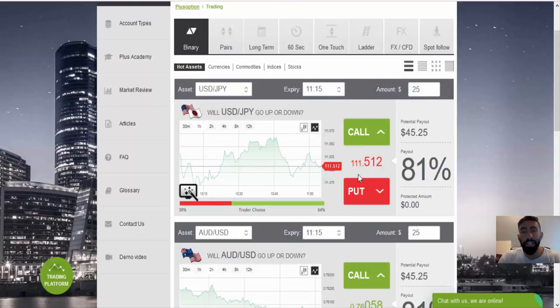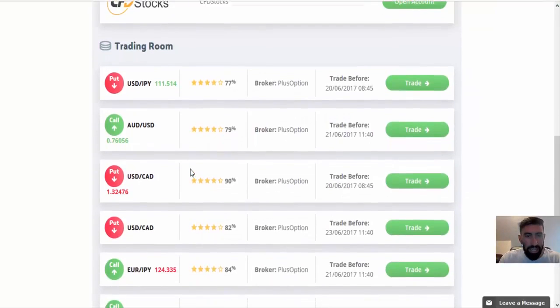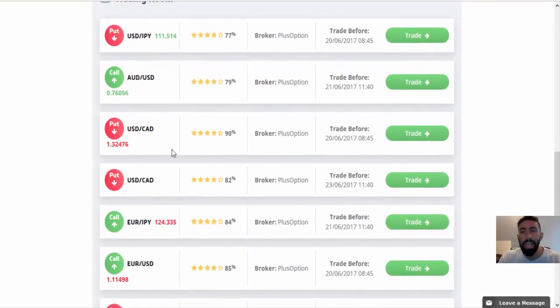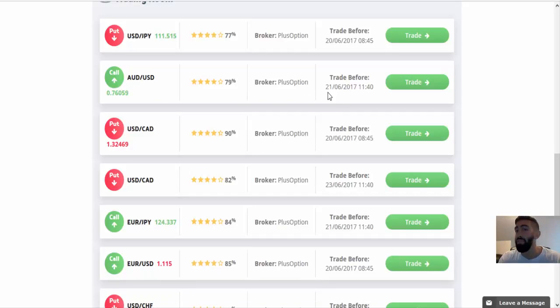So let's take a look at the next trade and follow the same steps. And the next trade that we can take is the USD CAD. Again, the reason why we're skipping the AUD USD is because that is scheduled for the 21st, which is tomorrow. We don't want that long-term trade. We want trades that will expire today. So USD CAD for a put position.